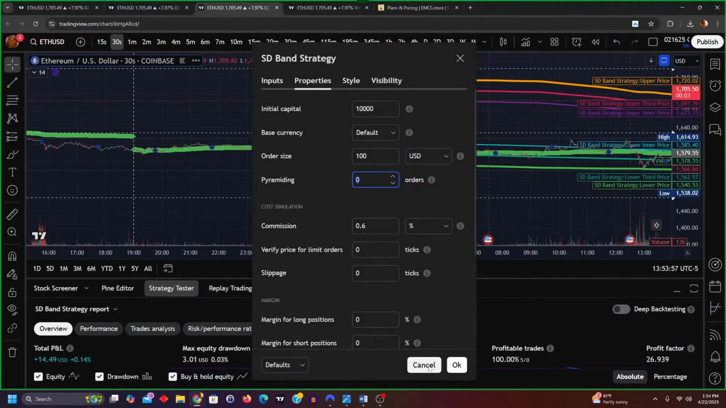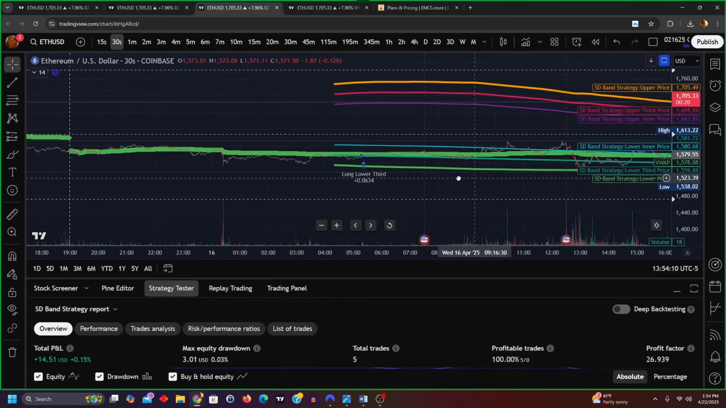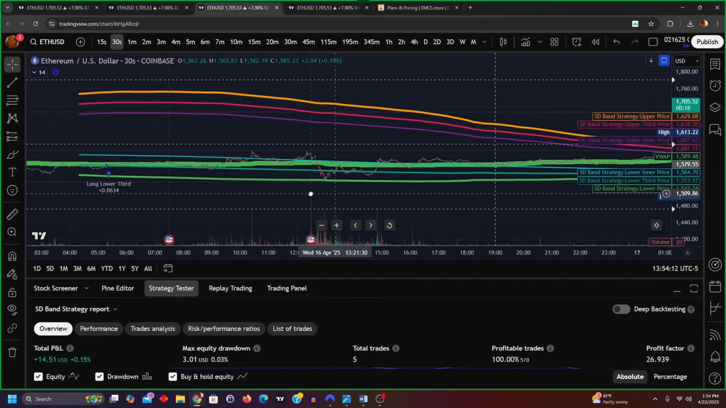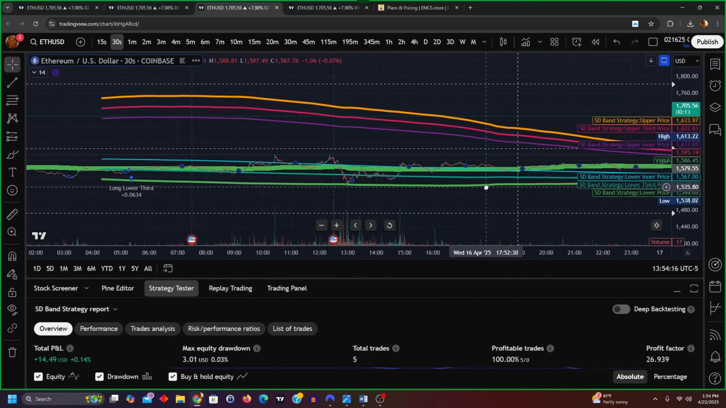But this strategy is somewhat similar to the last one we released using standard deviations, but it's not a channel, it's dynamically adjusted bands. So you can see they expand and contract depending on the volatility.